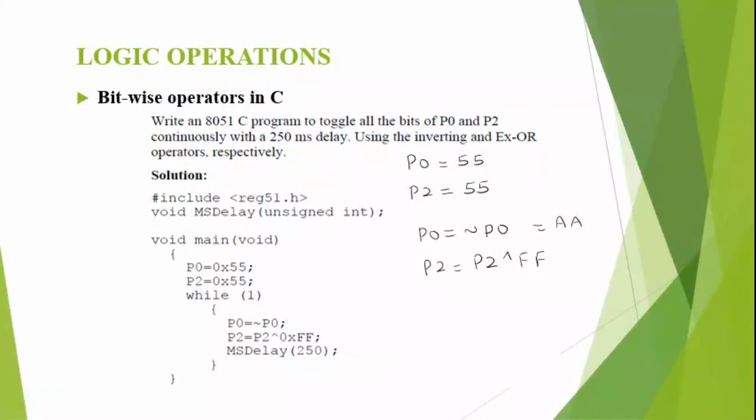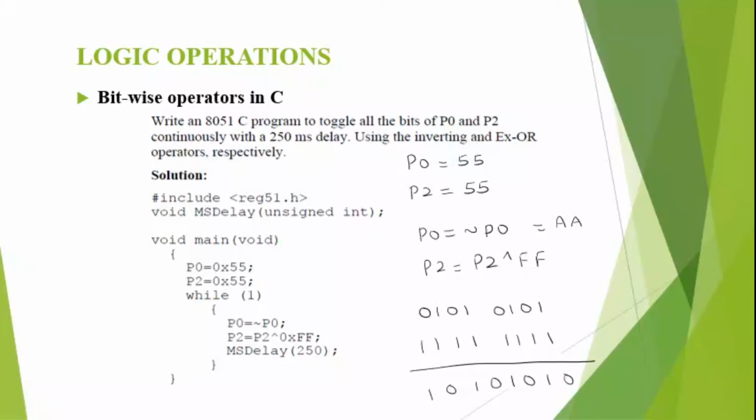So P2 is 01010101, FF is 11111111. So the XOR operation gives 10101010, that is AA. So P2 will be AA, and then the delay function is called with a delay of 250 millisecond. Then once again the while loop is executed. So P0 will be negated. So we get 55, and P2 will be again negated. We get 55, and then the delay function is called. So in this way all the bits of both P0 and P2 will be toggled with a delay of 250 millisecond.